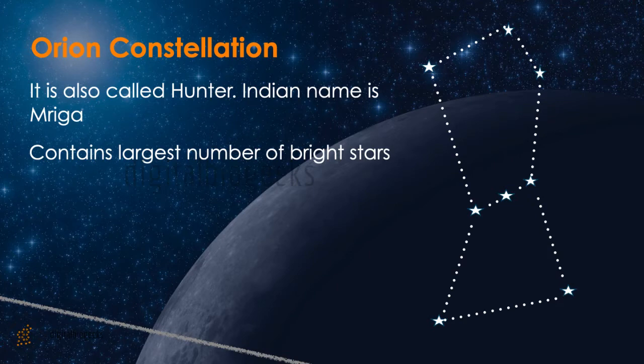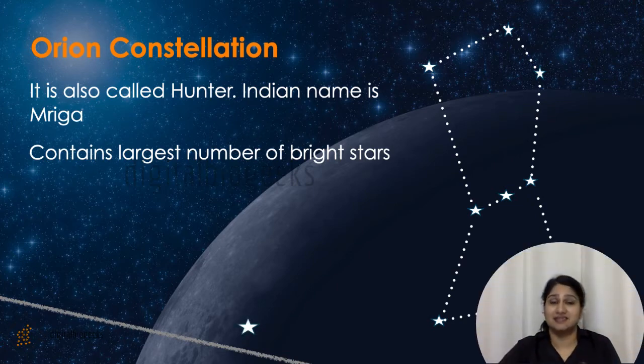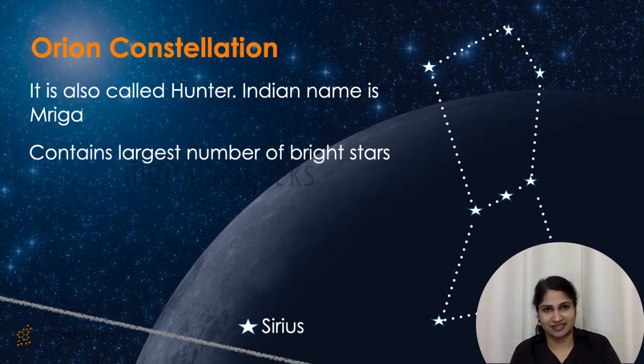And the brightest star in the sky is the Sirius. This Sirius is located near to Orion constellation. If we want to locate this Sirius, just draw a straight line passing through the 3 stars in the Orion constellation and look along that line towards the east, then we can locate the Sirius star.